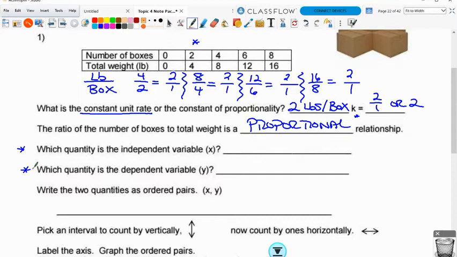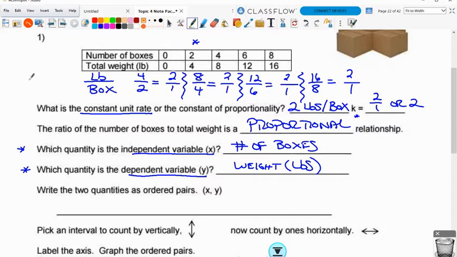So which quantity is the independent variable? That's the number of boxes. You can have as many boxes as you want. The weight depends upon how many boxes there are. So the weight, which we measured in pounds, is the dependent variable. Notice that we use a variable to represent those. The independent variable is x and the dependent variable is y.